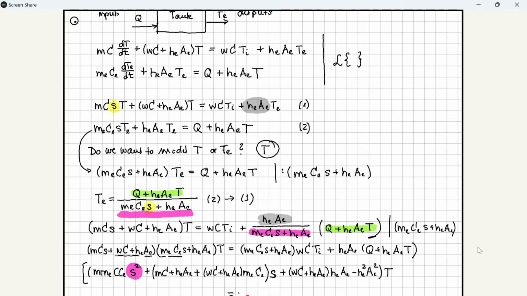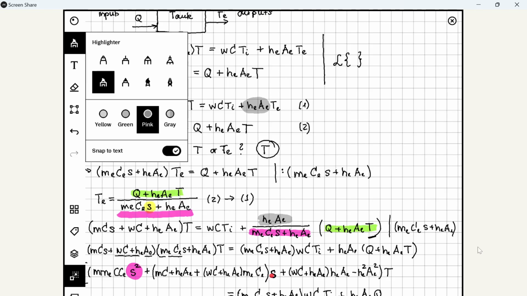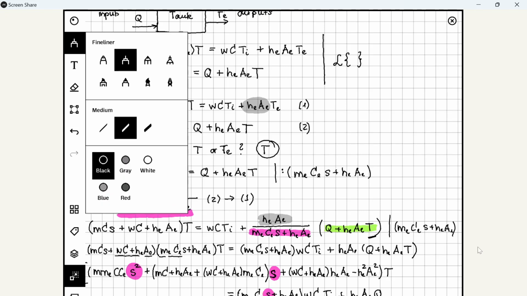So we're left with MECE times S plus HEAE WC times TI and plus HEAE times Q. And let's just mark this with pink again. So we have an S square here. We've got an S here. We have no S, S to the 0, in this equation here. And then we have an S over there on the right-hand side of the equation.